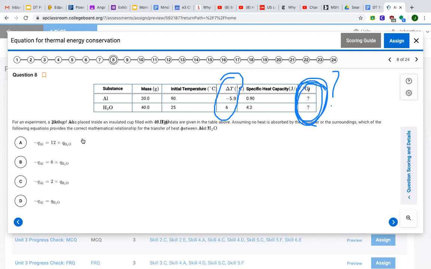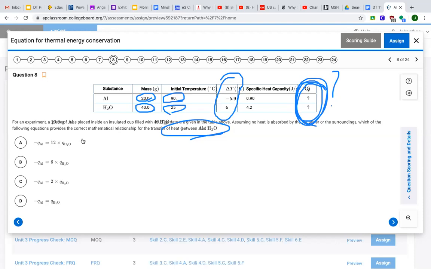You do have this. So delta T is negative 5.9 degrees Celsius for the aluminum, and it's positive 6 degrees Celsius for the water, right? Initial temperature is 90 degrees Celsius. There are 20 grams, and this is 40 degrees Celsius. There are 40 grams at 25 degrees Celsius. Okay. Mathematical relationship for the transfer of heat between aluminum and water. This one really isn't that bad, but you haven't seen it in a little while.